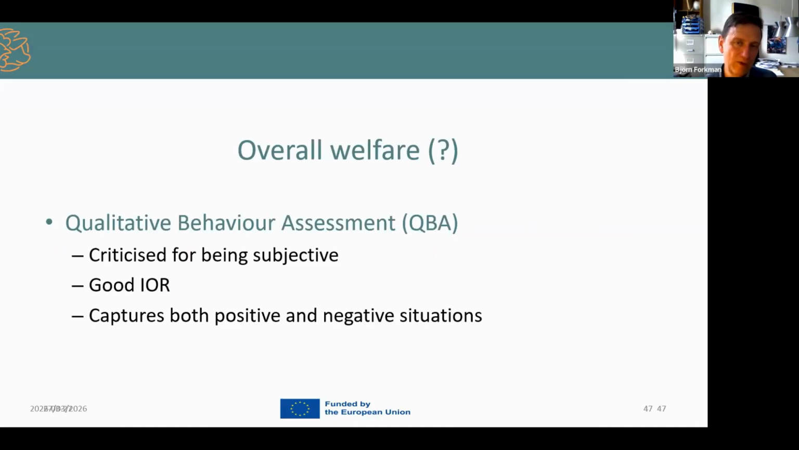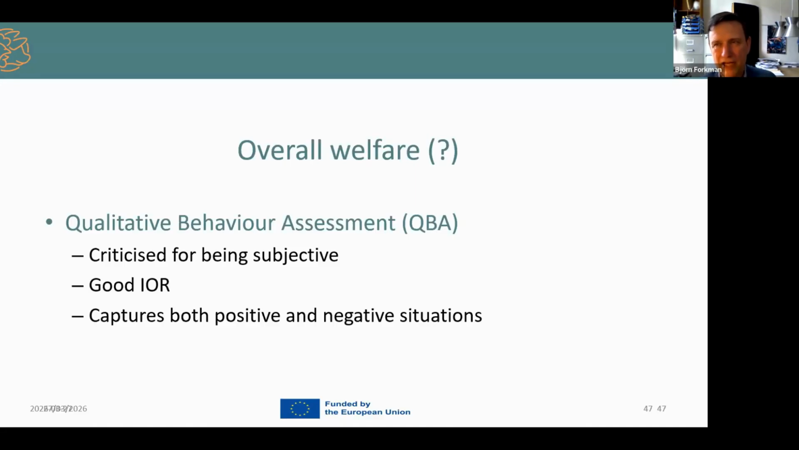The final indicator I will talk about is one indicator of possible overall animal welfare, something called a qualitative behavior assessment, in which the farmer or the observer is asked to evaluate the animal based on a number of descriptors. So the question is, how aggressive is the pig? How friendly is it? How listless? How depressed? How joyful? How etc.